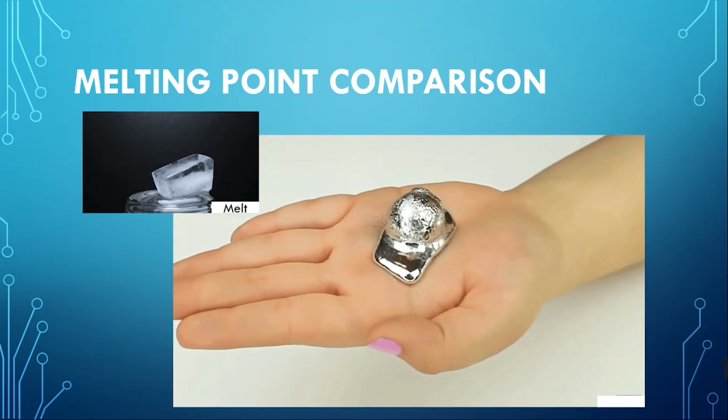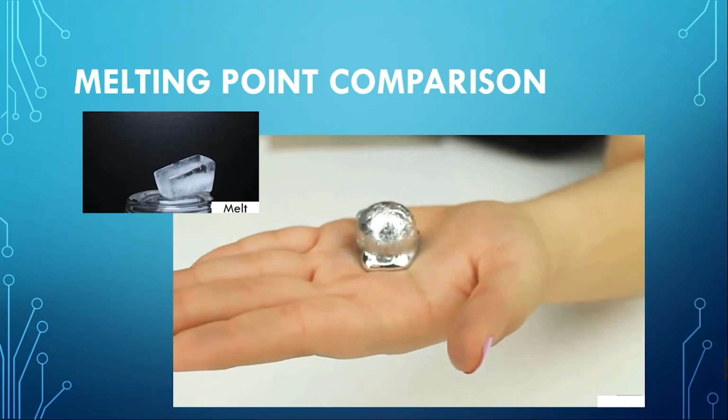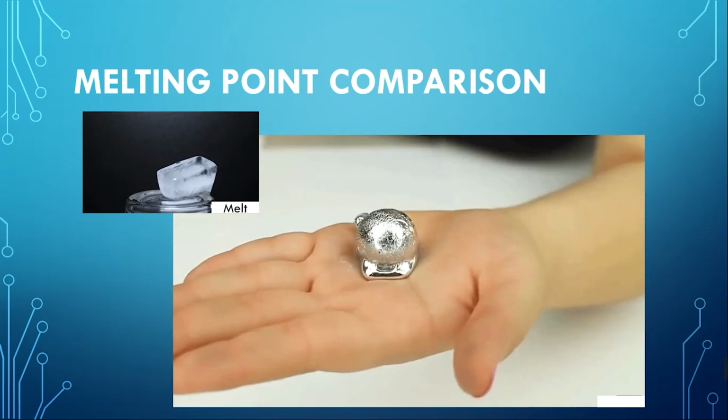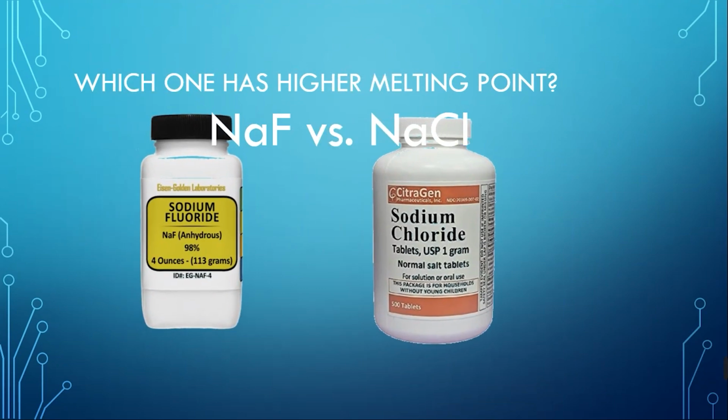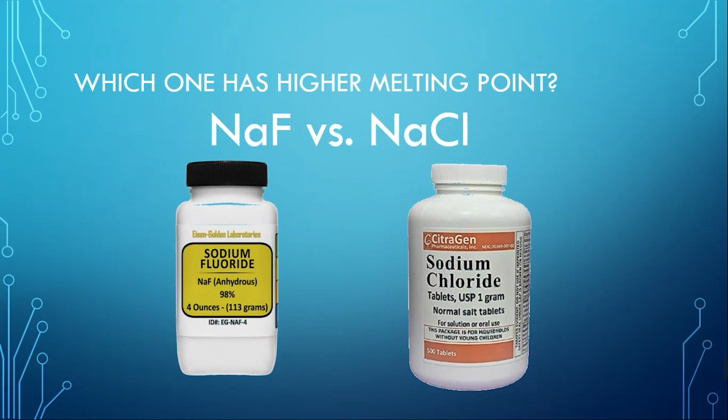Now we discuss how to compare the melting point between two ionic compounds. Ionic compounds such as sodium fluoride and sodium chloride are formed through the ionic bonding between the cations and the anions. At room temperature, both sodium fluoride and sodium chloride are white solid salts. The question is, if we try to heat them up, which salt has higher melting point?